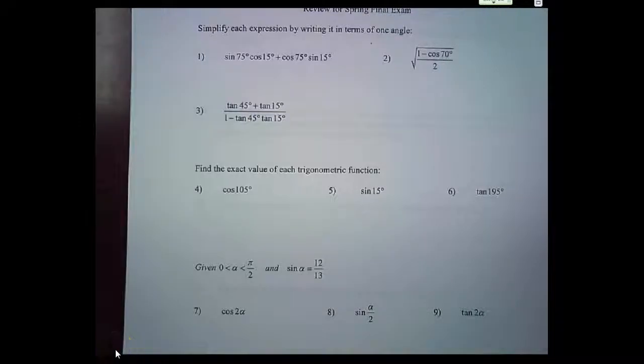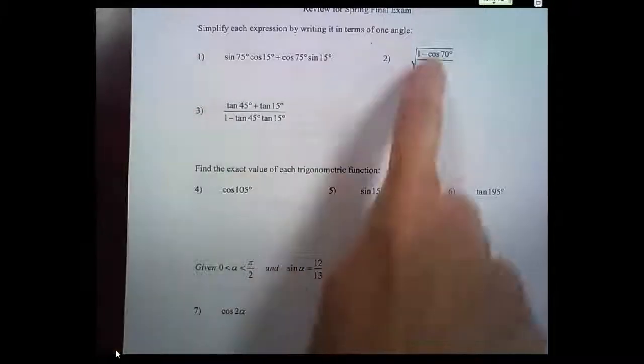So look at your formula sheet, and we're going to start with the review. Numbers 1 through 3, it says simplify each expression by writing it in terms of one angle. Okay? So these are the problems that when you're finished with it, you're going to get either, for example, maybe sine of 20. Okay? And if what you get is on the unit circle, you'll go ahead and write the answer to it. Now if you look at your formula chart, you can look at all of these.